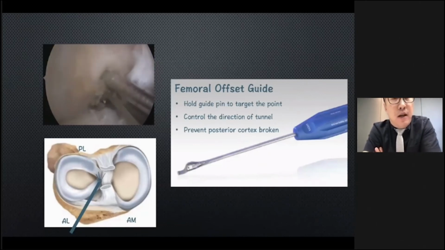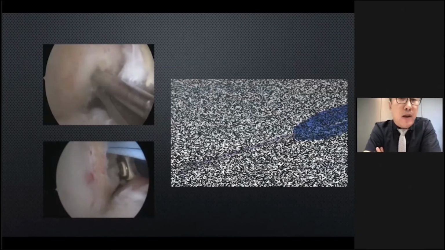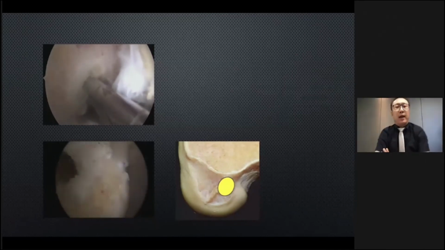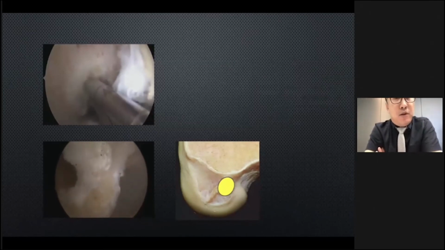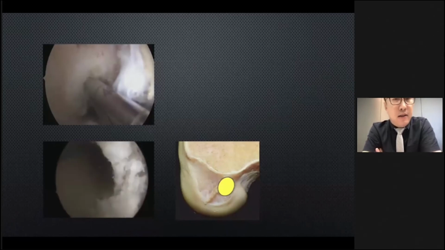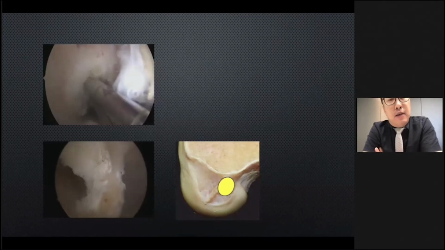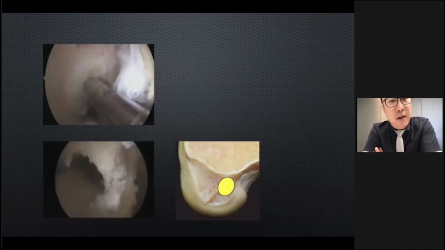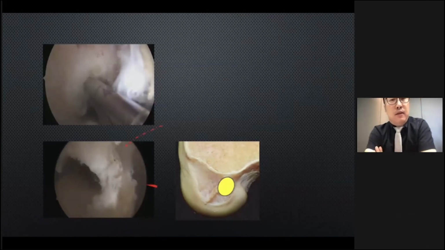So after reaming the tunnel, sometimes I can go back to the posterior compartment to confirm the position of the tunnel. And by the 70-degree scope, you can confirm your posterior cortex and your tunnel is intact. There's no breakage of your posterior cortex. And you can see very clearly the femoral cortex and the end of cartilage. And then we can find the position of the tunnel is at the optimal point, like this.